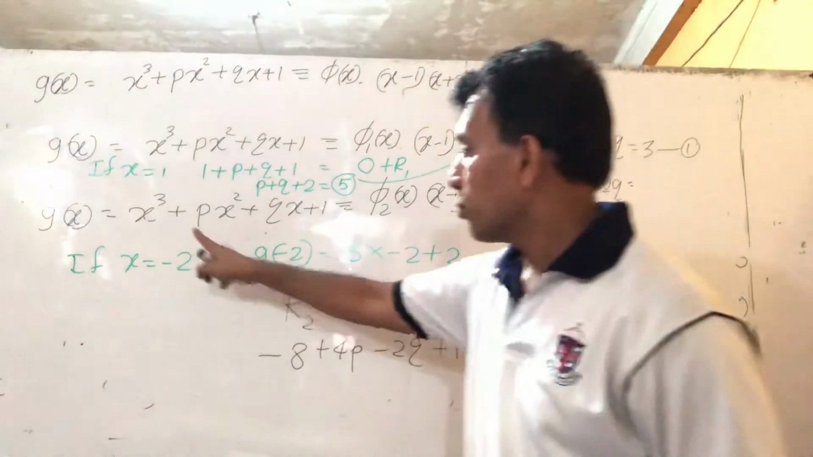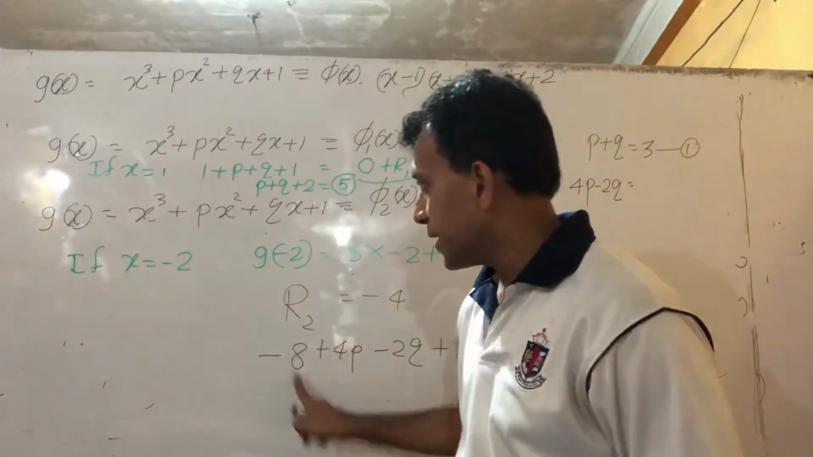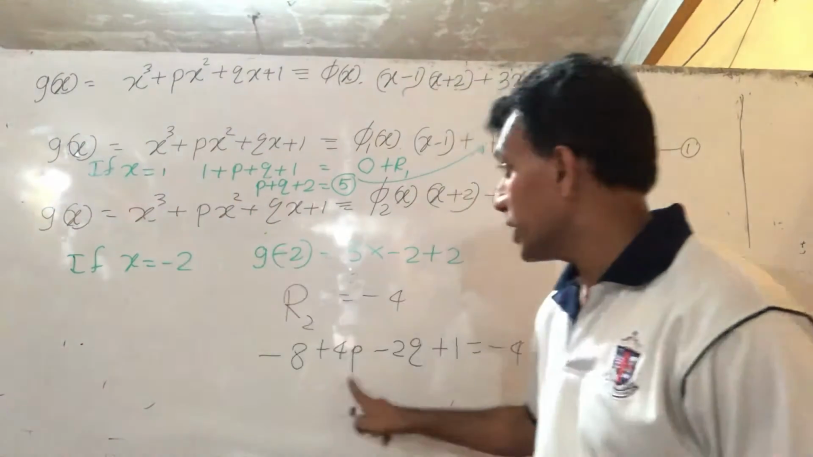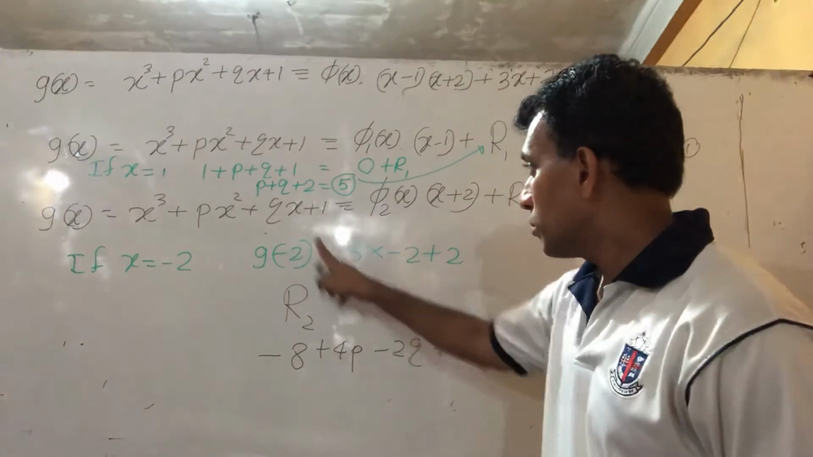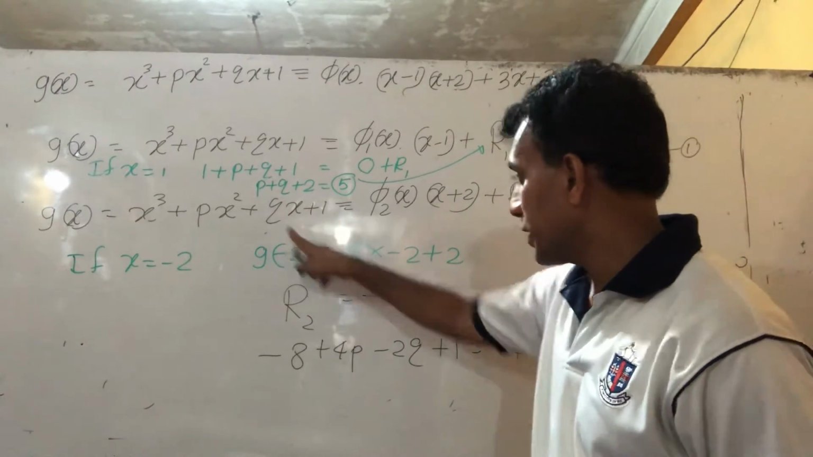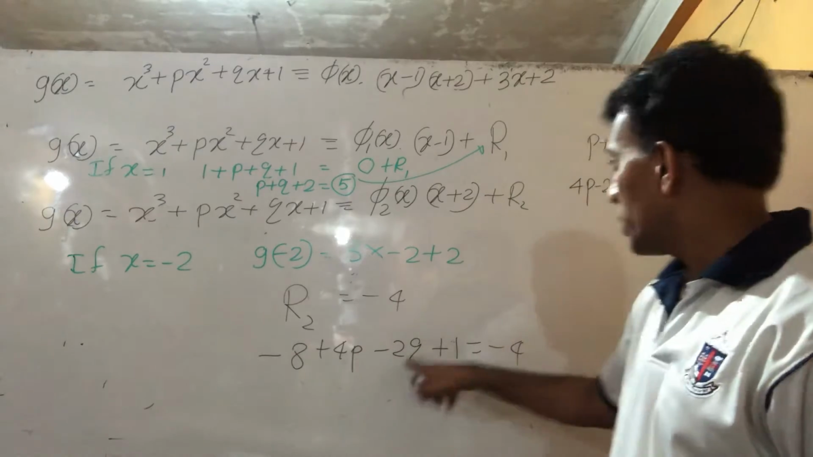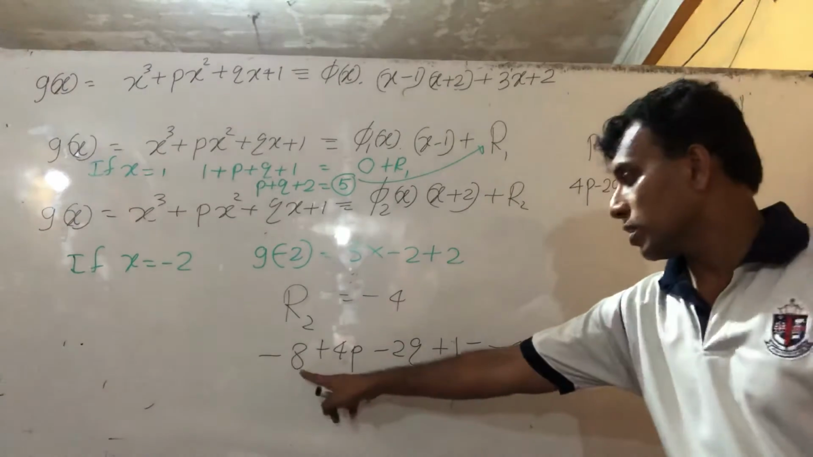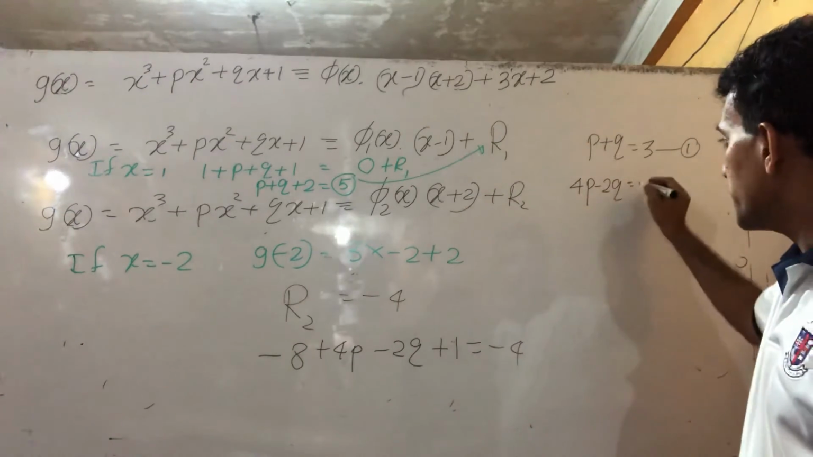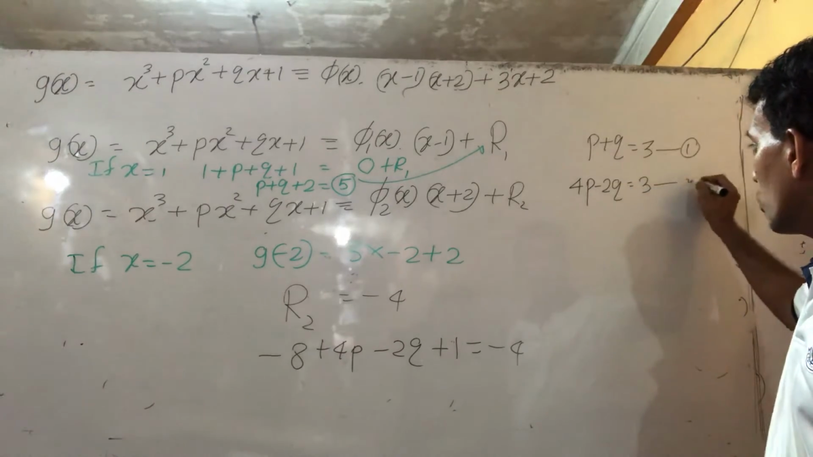Check with you. Put x for minus 2: minus 8. Minus 2 means plus 4p minus q, minus, put x for minus 2, minus 2q, okay? So 4p minus 2q. Here 8, 4, 3, is it? Check. Second equation.